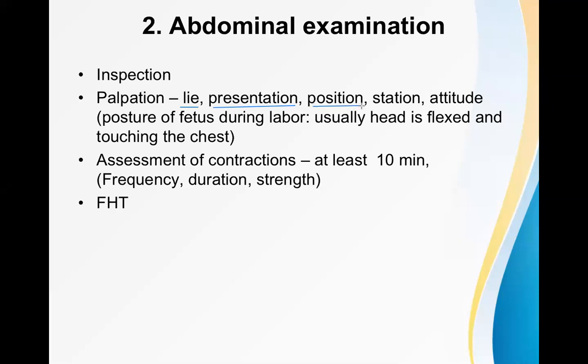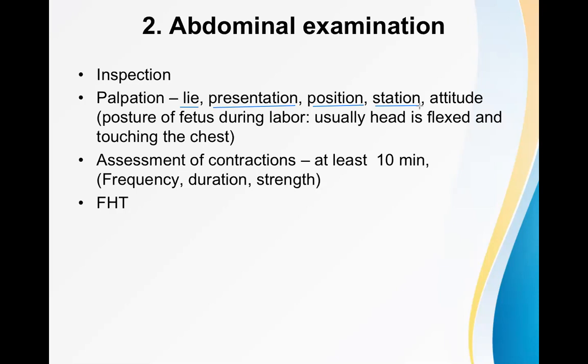Position of the baby. In the last class, we talked about positions like occiput anterior, occiput posterior, and occiput transverse. These are all different types of position. So whatever is there, we need to mention it. Station: station means where the presenting part is according to the ischial spine. If it is exactly at the level of the ischial spine, we call that station 0. If it is above the ischial spine, we call it -1, -2, -3.